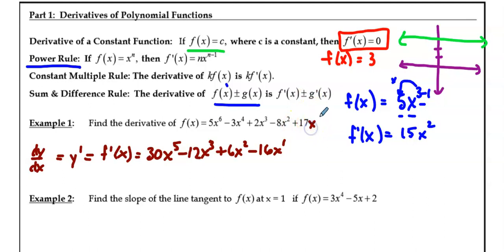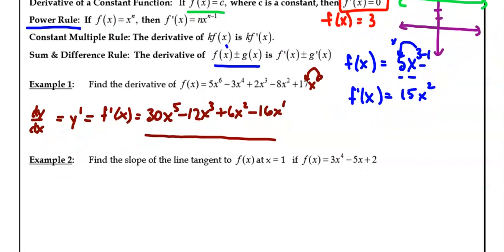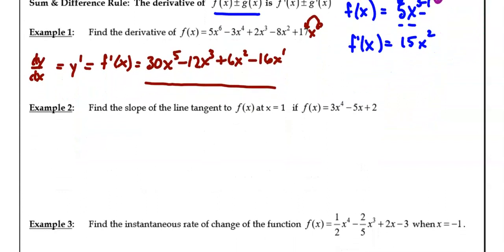If you guys want to see another way of doing that, this is really x to the 0 power, right? x to the 0 power is just 1. If I move the 0 down, I multiply 0 times 17, and I get 0. So this is our derivative for our polynomial using the power rule. So it's straightforward, a very awesome power rule question. Okay? So let's look at example number 2.